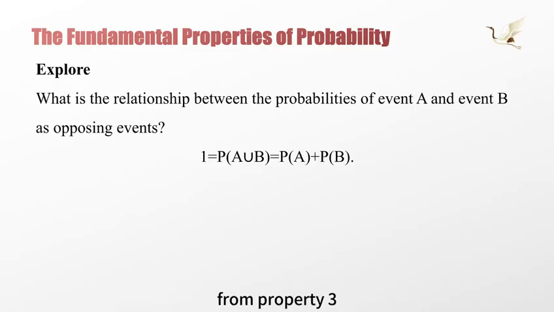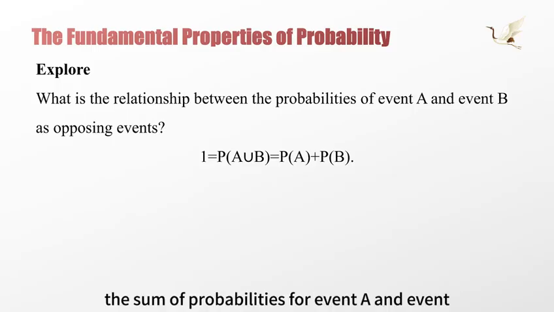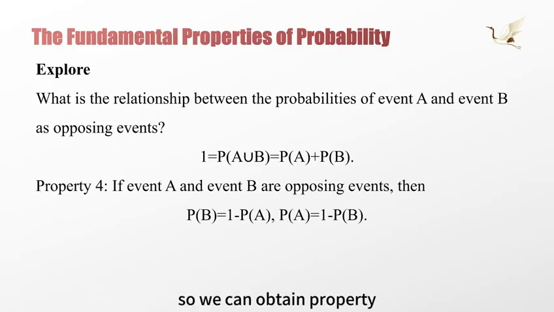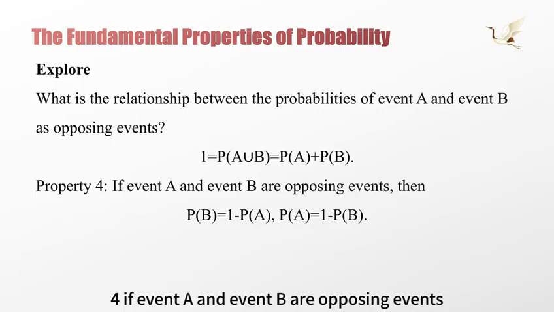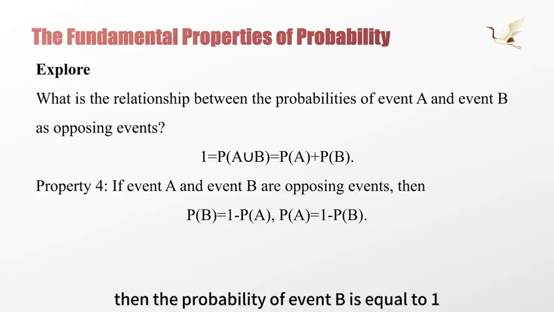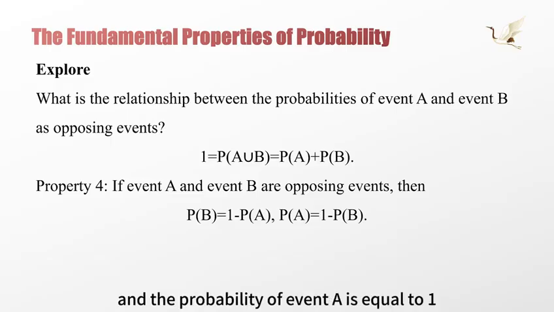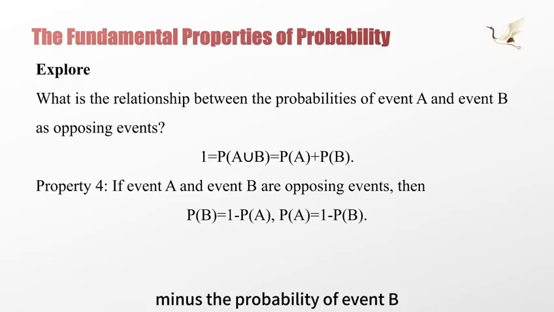From property 3, we can conclude that the sum of probabilities for event A and event B is equal to 1. So we can obtain property 4. If event A and event B are opposing events, then the probability of event B is equal to 1 minus the probability of event A, and the probability of event A is equal to 1 minus the probability of event B.